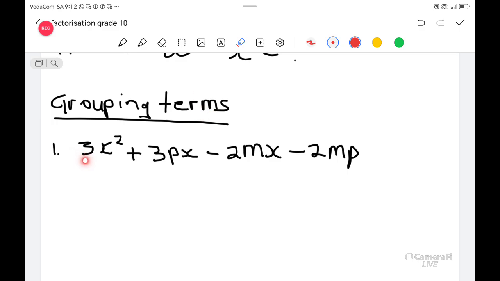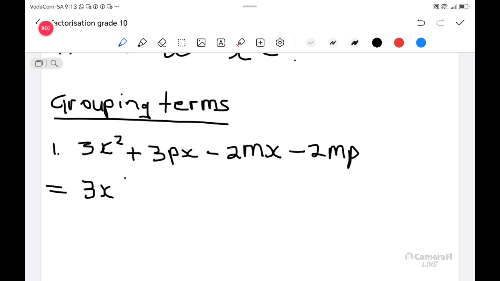How many terms do we have? 1, 2, 3, 4 terms. So it means we must group them by 2, 2. So we can group these two, you can see. And out of these, you look at the common factor. What is common between these two? You see 3. Even here we have 3. We have x here, because here is x squared. It means x is included. We have x this side. We can factorize it. It means we take out 3 and x.